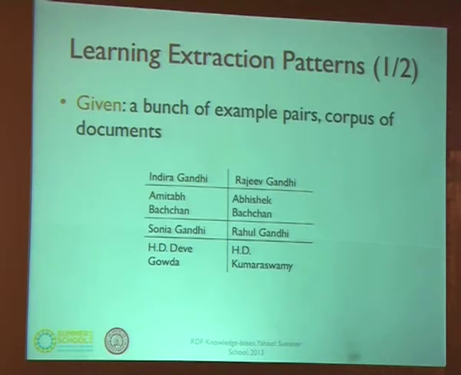So this is one approach to doing this. What we are given to begin with is a bunch of example pairs which we know have this relationship child of, okay? So we know that Rajiv Gandhi is the son of Indira Gandhi, Abhishek Bachchan is the son of Amitabh Bachchan, and so on. So these are pairs, and we know that this pair of entities are in this particular relationship. Now, what we want to do is to learn the patterns that we should look for in a corpus of documents that we are given, okay?